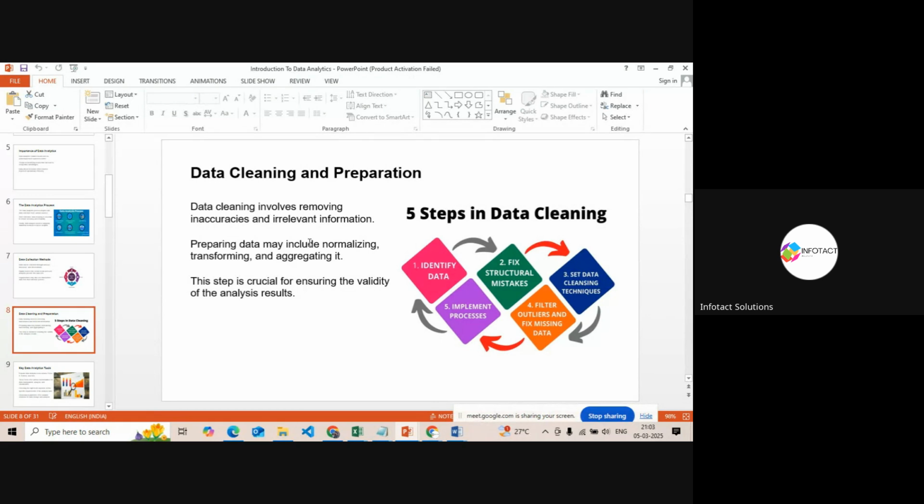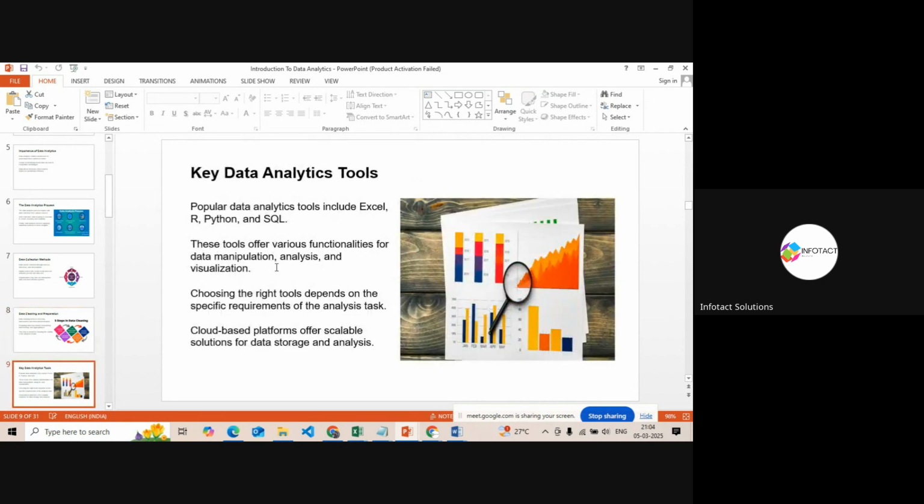When it comes to data cleaning and preparation, first, cleaning involves removing inaccuracy and irrelevant information. You will understand it better when we discuss the life cycle. We'll be discussing EDA in detail. Preparing the data may include normalization, transforming, or aggregating it. This step is important to ensure validity. Then what are the tools and technologies we use in data analytics? Popular analytics tools include Excel, R, Python, and SQL. These tools offer various functionalities for data manipulation, analysis, and visualization.